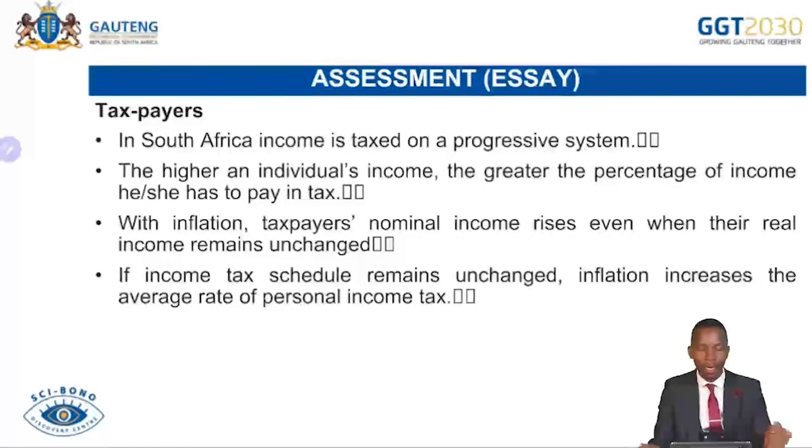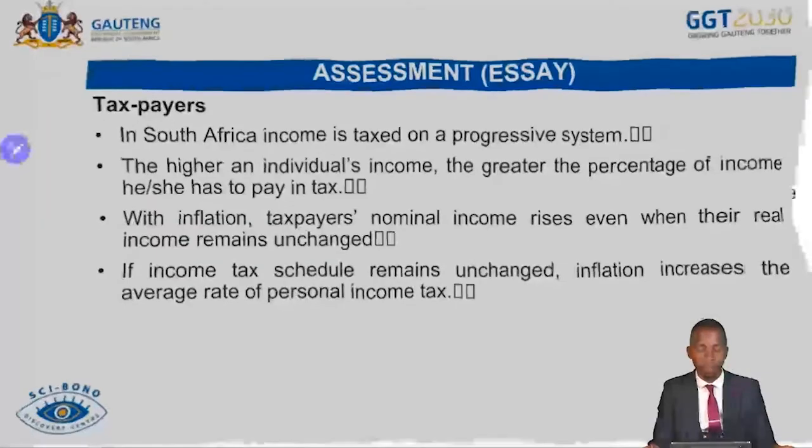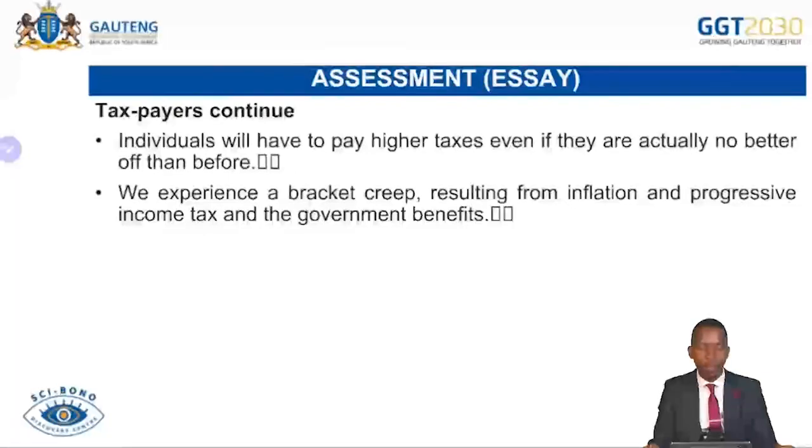The high income earners will always pay more tax, and low income earners will always pay less tax. With inflation, taxpayers' nominal income rises even when their real income remains unchanged. If the income tax schedule remains unchanged, inflation increases the average rate of personal income tax. Individuals will have to pay higher taxes even if they are no better off or they receive less income. We experience bracket creep resulting from inflation and progressive income tax, and the government benefits the most from that.